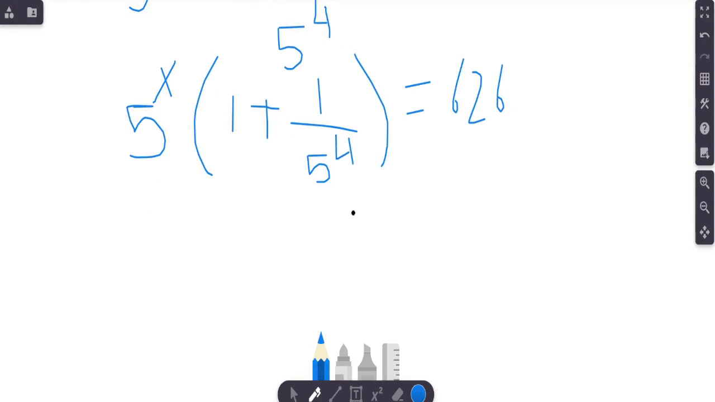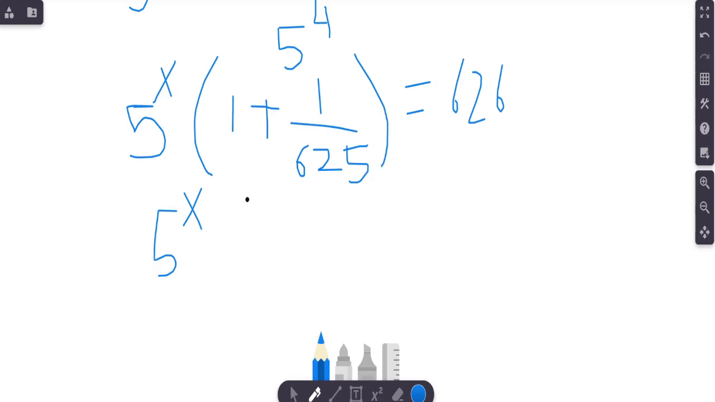Now 5 to the 4 we can rewrite as 25 squared, and 25 squared is 625. So let's rewrite here: in the denominator we have 625. Then we can rewrite the equation as 5 to the x and compute this sum right here between brackets.